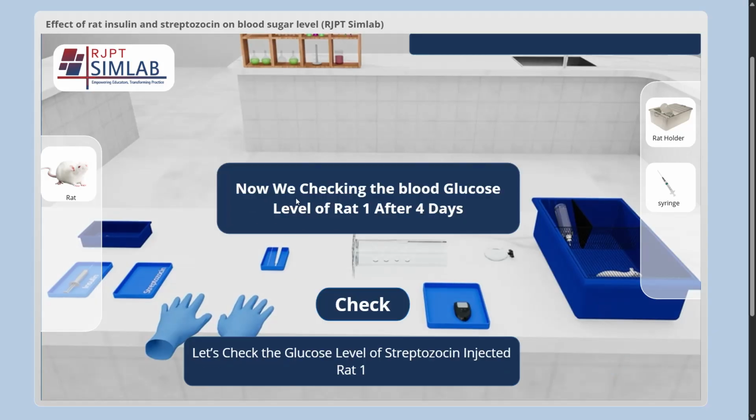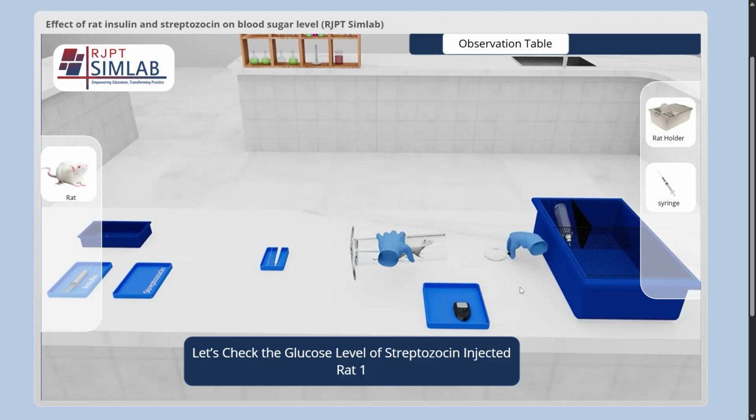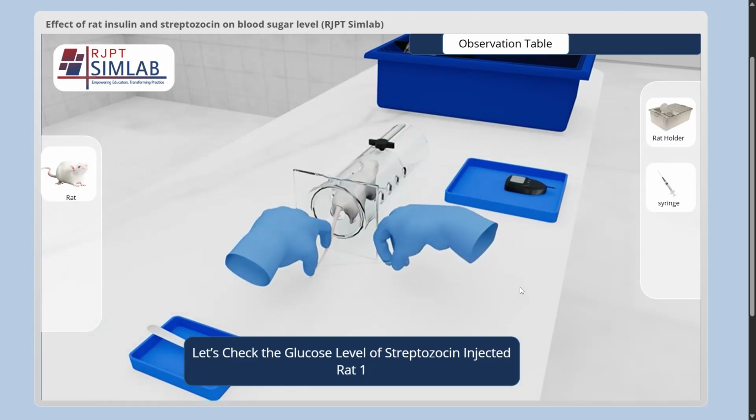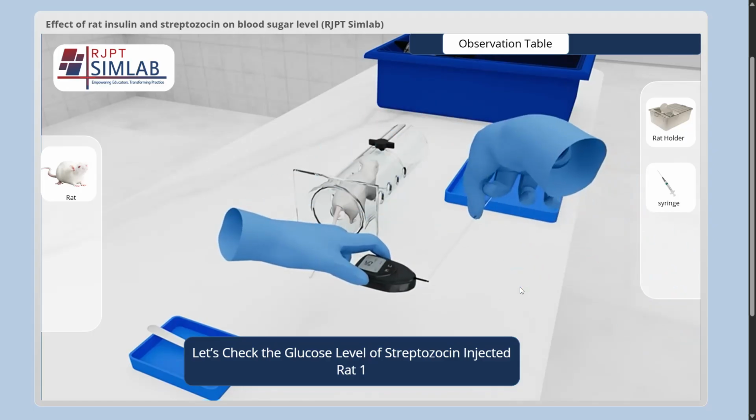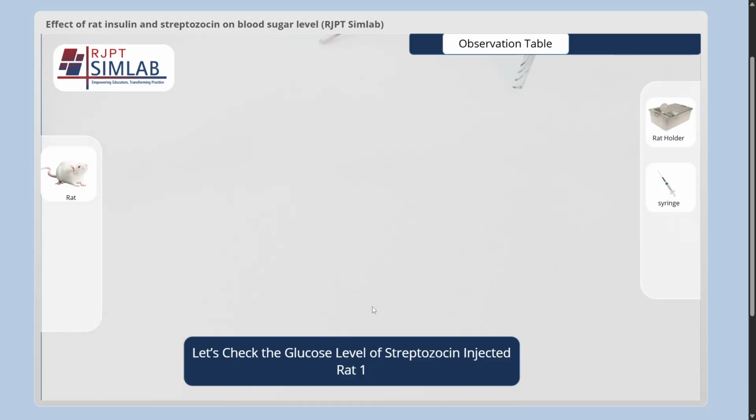We will move on to the next, and now we are checking the blood glucose level of rat 1 after 4 days. By clicking the check button, and again with the help of the rat holder, by the tail snip method, we will withdraw blood from the rat's tail, collect it with a capillary tube, and place it inside the glucometer. As we can see, an increased blood glucose level of 115 is shown by the glucometer. It is because of the effect of streptozotocin, which has increased the glucose level by destroying the pancreatic beta cells, which produce insulin. Now we will jump to the next step.